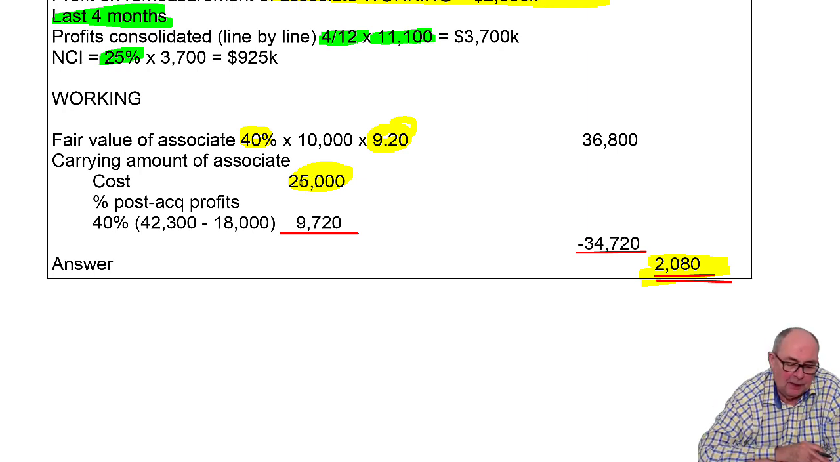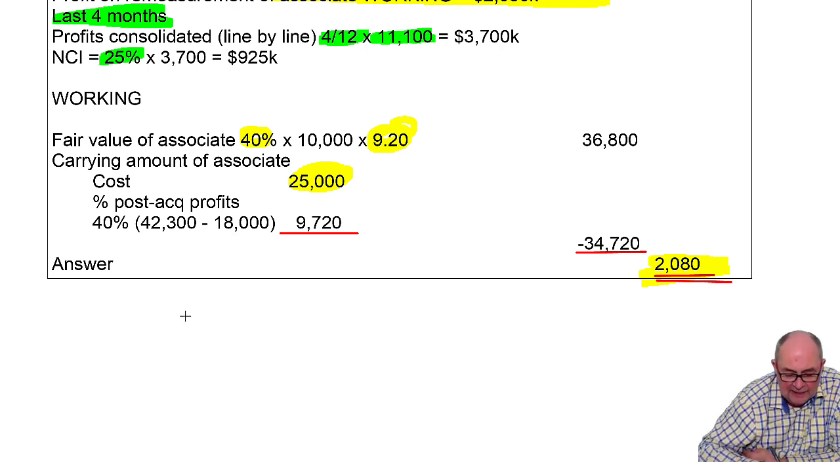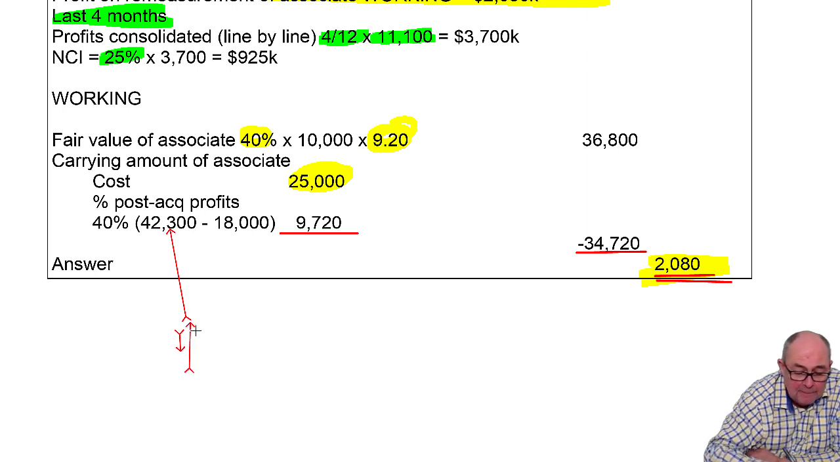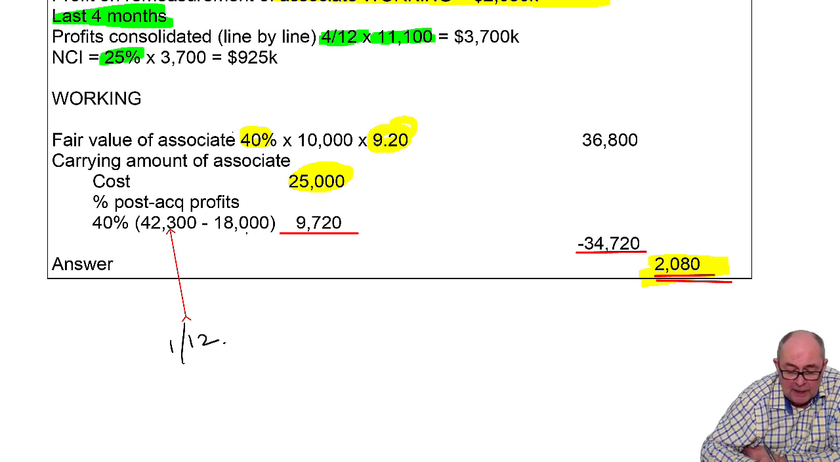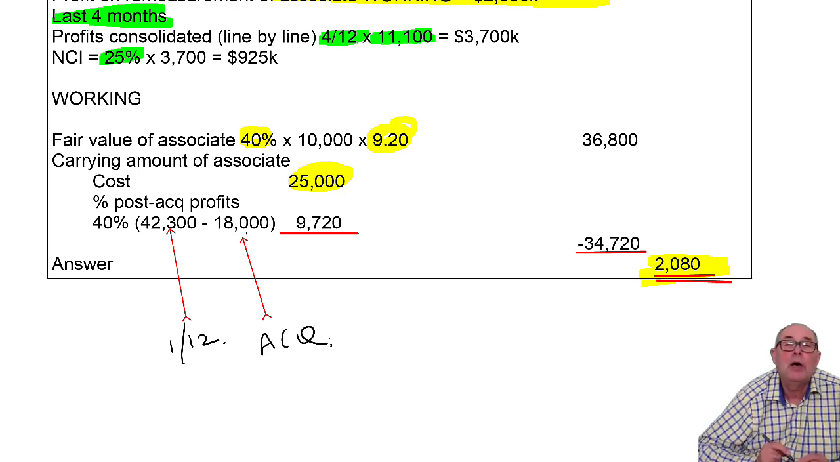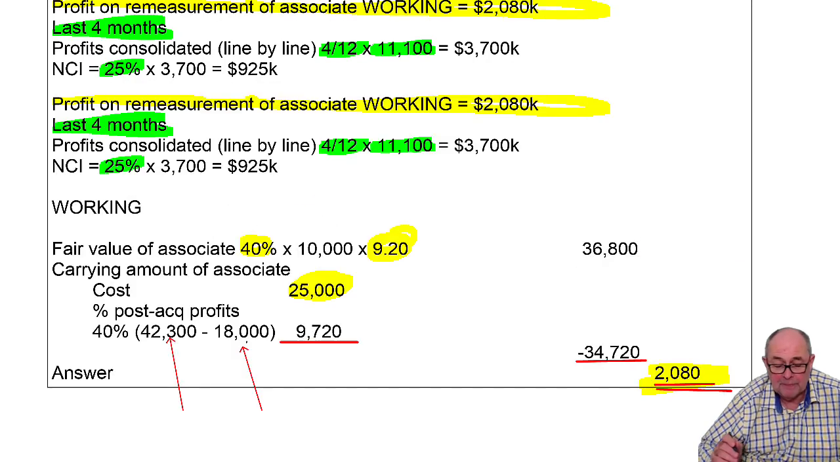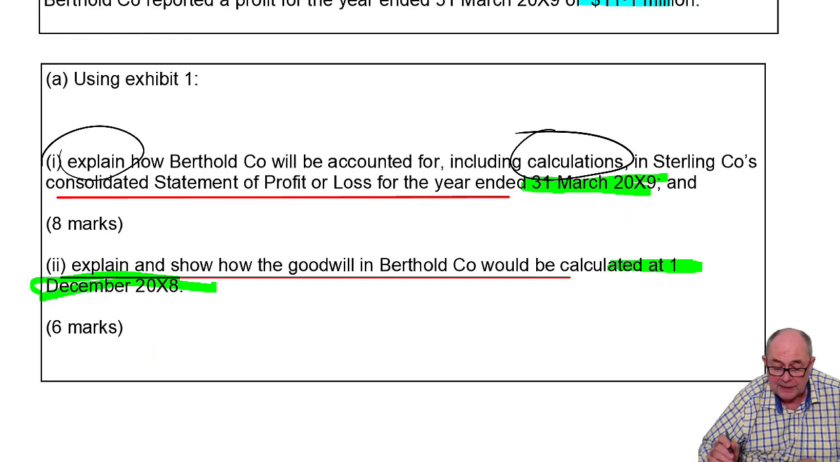Share of post-tax profits, harder. What are the profits, again, here, on the date of the change, the 1st of December? And I'm having to compare that, aren't I, with what the profits were originally at acquisition. So that's the 1st of December. This one here is when they originally bought the associate. Hopefully we can see those numbers back in the scenario.